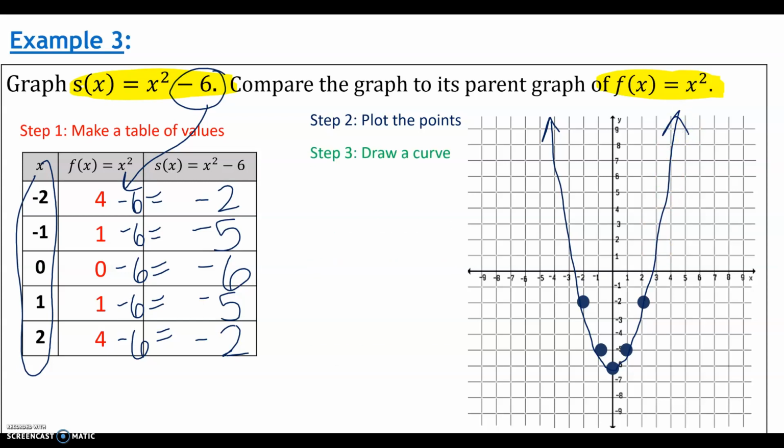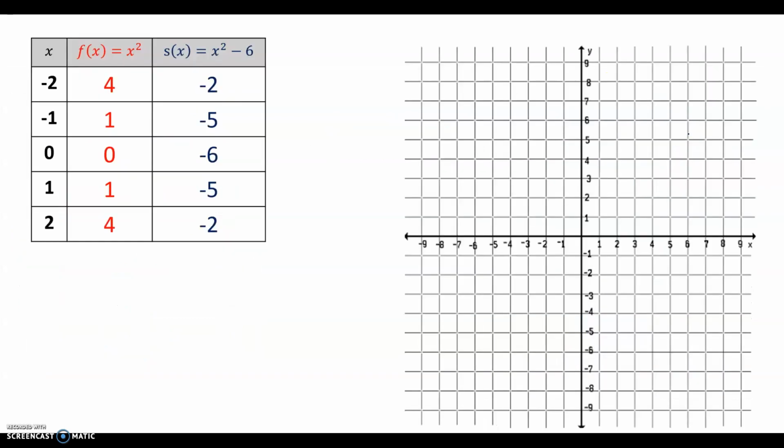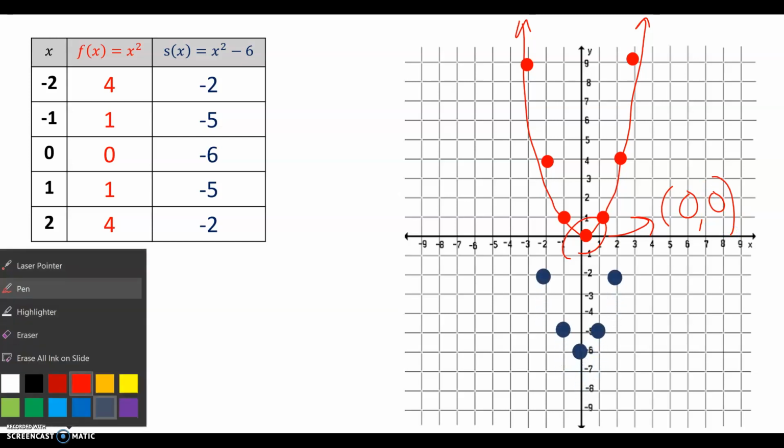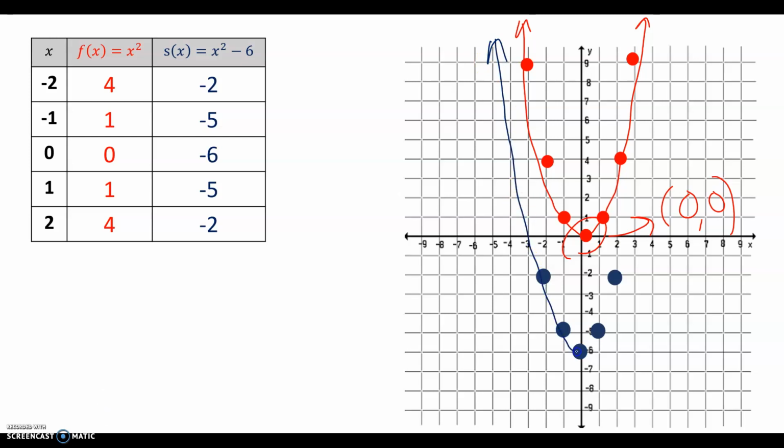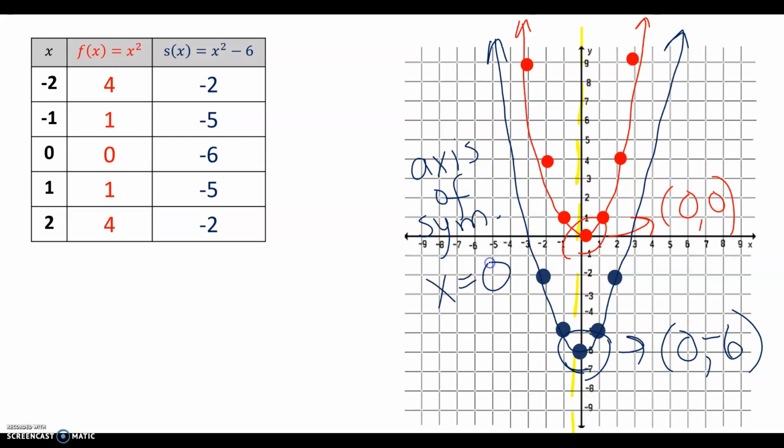Now let's compare this to our parent function. Those are the same numbers we just had. There's my parent function. Here, let's write vertex 0, 0. There's my blue one. Notice how far down it is. And your vertex looks like it's 0, -6. But your axis of symmetry is still the same. So axis of symmetry is still x equals 0.